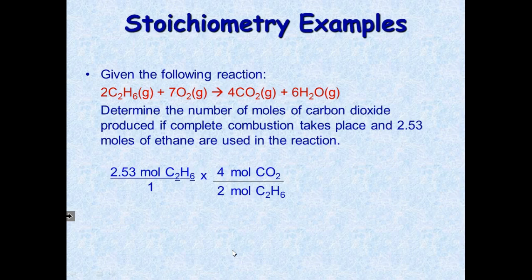At this point, we cancel out the units that are in both the numerator and the denominator, the moles and the chemical formula for ethane, C2H6. We multiply 2.53 times 4, and then we divide it by 2. Again, these do not have sig figs, but the 2.53 does. So we would have 3 sig figs in our answer, and we would get a value of 5.06 moles of carbon dioxide. If you do not put CO2 with this, you would not be penalized, but you do need to make sure you include units.